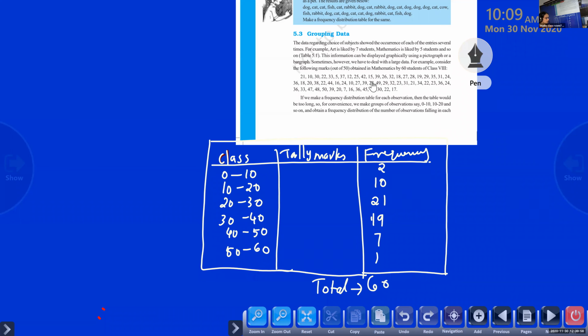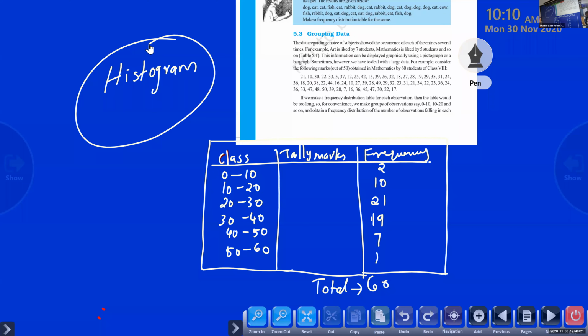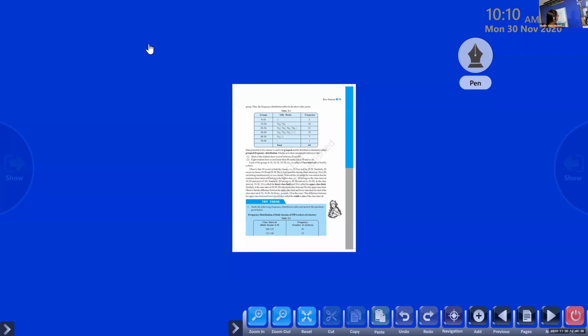Now, for representing a continuous frequency table, we need some graphs. For representing a frequency distribution table, we use histograms. Histograms are also bar graphs, a special type of bar graph, but the difference is there is no gap between the bars. A histogram has continuous bars. I will show the picture of it.